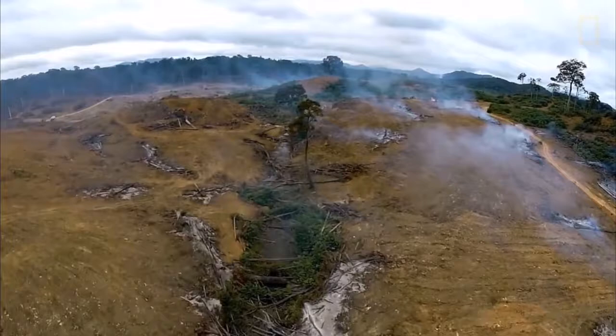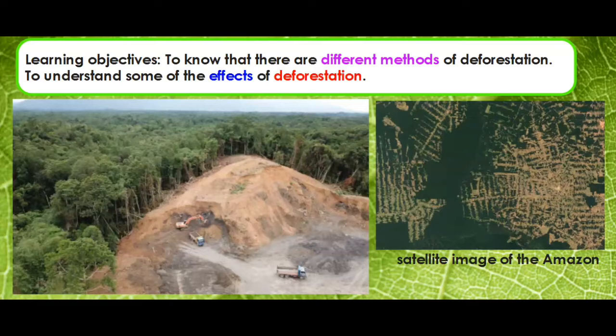Today we are going to go to the next step and find out more about the different types of deforestation and the many effects that this has upon the planet. So let's get started. We're going to be focusing on how deforestation takes place, as this will start us thinking more about the problems that this may cause. As we look at each method of deforestation, we would like you to consider what effects you think this would have on the following things.